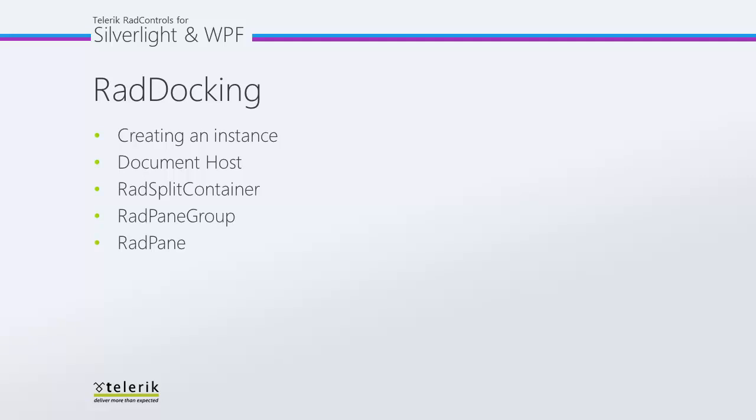Then we will add a document host and RAD splitter container. We'll take a look at how RAD panes fit within the RAD pane group. Let's take a look at all of this by examining it in code.